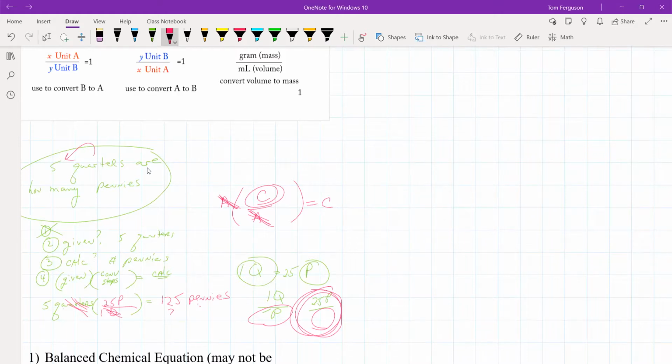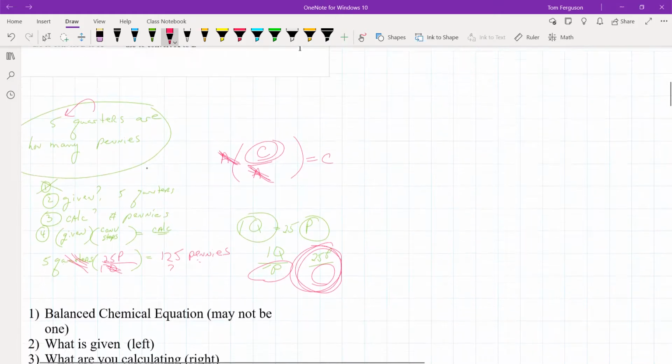What are you trying to calculate? Well, then you look for a unit with no number associated with it. In this case, pennies, but there's no number associated with it. That's what we're trying to calculate. That's number 3. Then we need to set up the problem. To set the problem up, we're going to put the given on the left, what we're trying to calculate on the right. So here's the given.